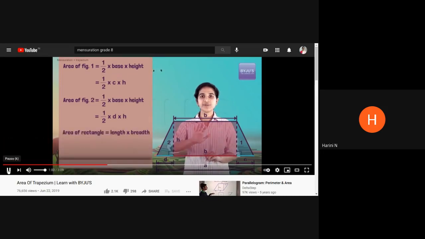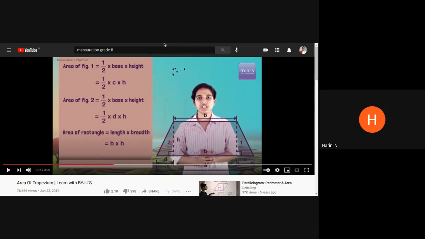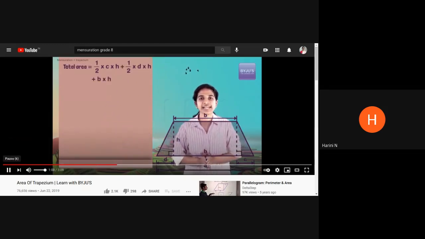Now the rectangle in between will be length into breadth, which is B into H. So write down the area of the rectangle will be length into breadth, which is B into H. The next step, we have to add these 3 areas. That's exactly what she'll be showing you. So I hope these 3 areas are ready. Yes, ma'am. Okay.